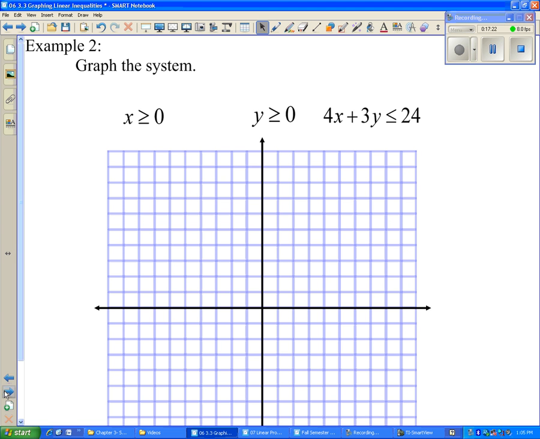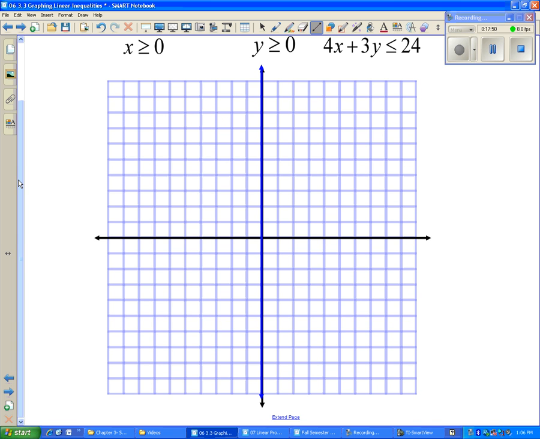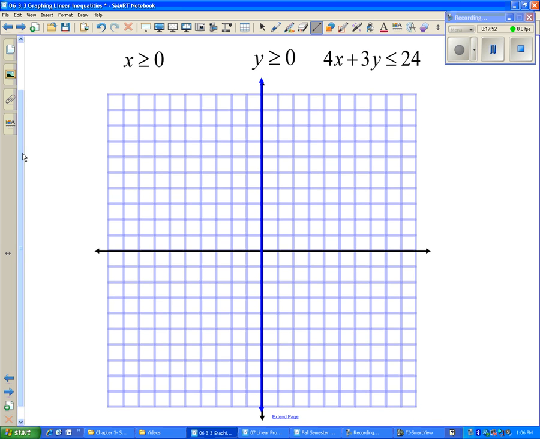So let's go ahead and look at what's going on here. I have three equations. I want to graph this inequality. X is greater than or equal to 0. That tells me I want all my x's that are greater than 0. I don't care what y is, but x is going to be greater than 0. So when I go to graph this, I'm actually graphing my y-axis.